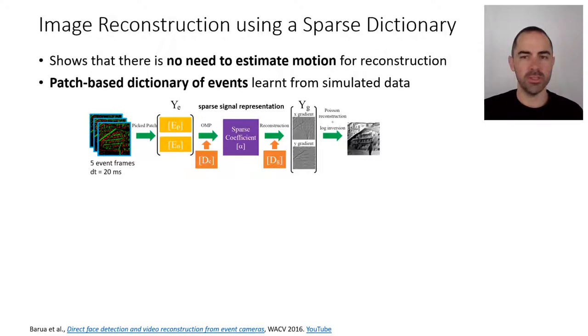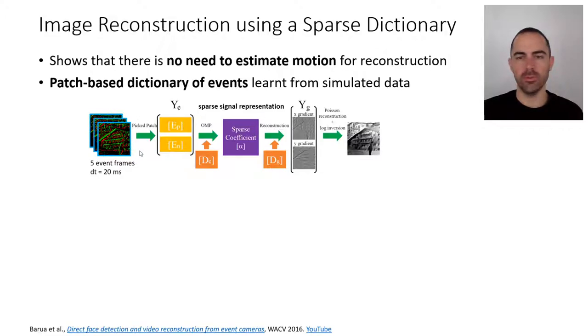Interesting about this work is that it showed that there is no need to estimate motion for reconstructing the intensity. Right? The previous method that we saw was using some form of rotation to guide the reconstruction, and this actually does not. And it's still a pre-deep learning era. So it's doing a patch-based dictionary of events, and it's creating or learning this dictionary from simulated data.